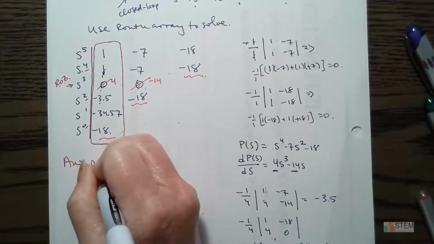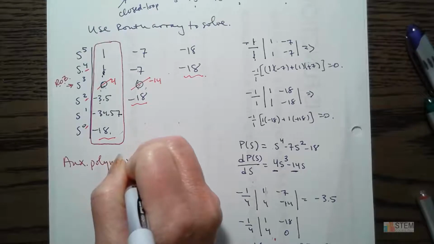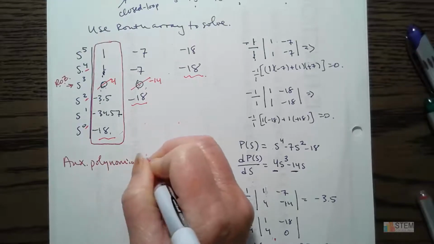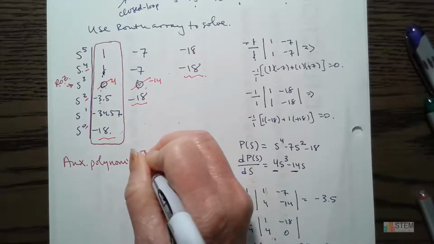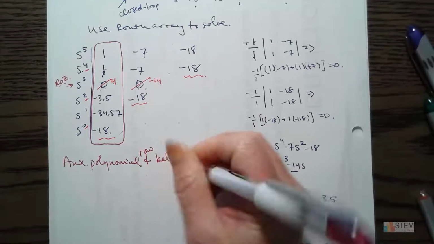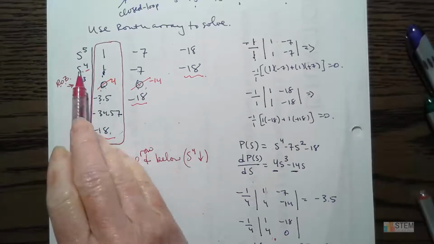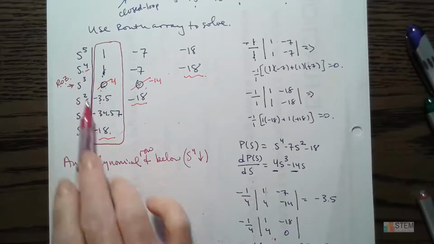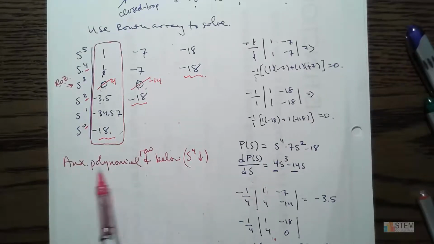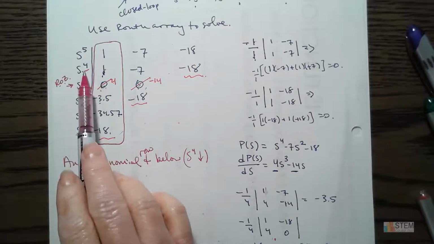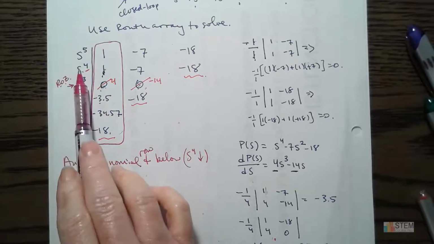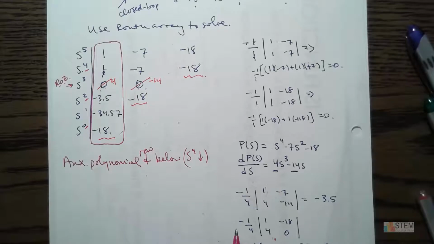Okay, so our auxiliary polynomial row, oops, let's put row, and below. Okay, so this will be s to the 4th and down. Okay, so here's our auxiliary polynomial row and down. And remember, the auxiliary polynomial row is just the row above the row of zeros. Okay, so we've got that.